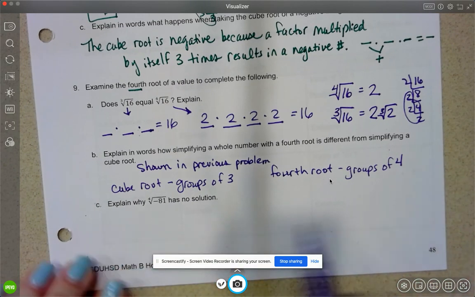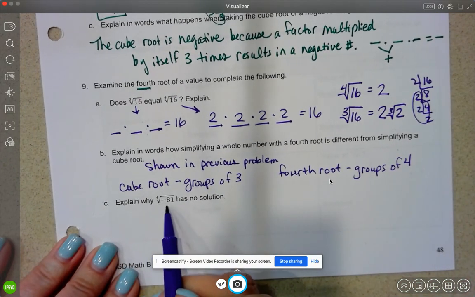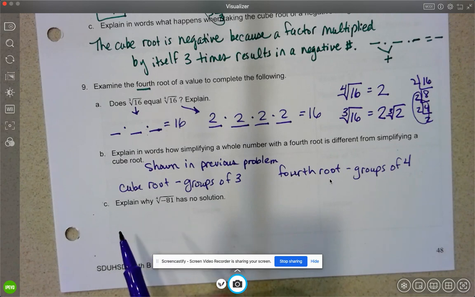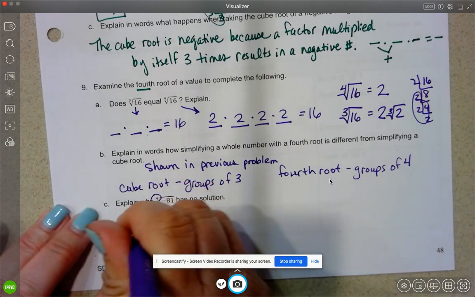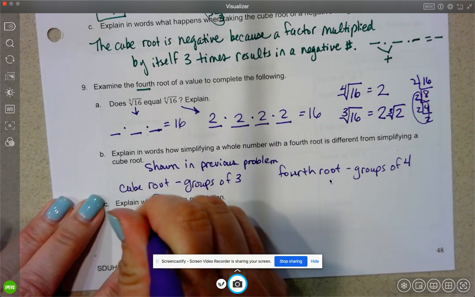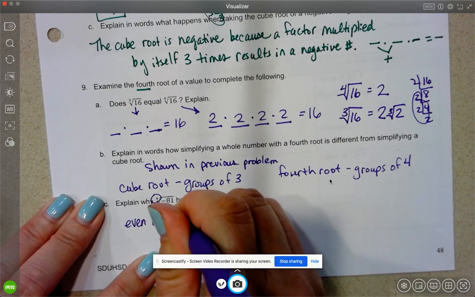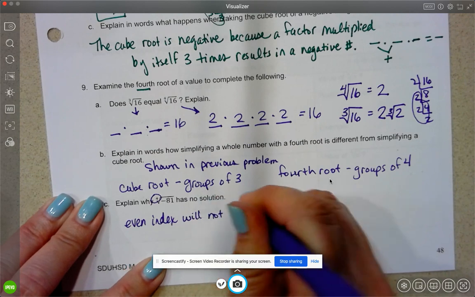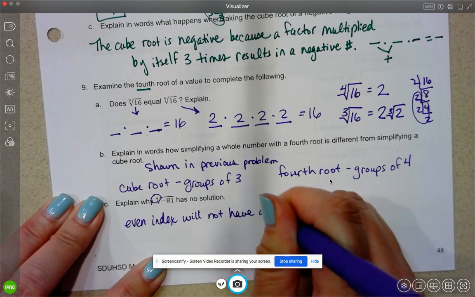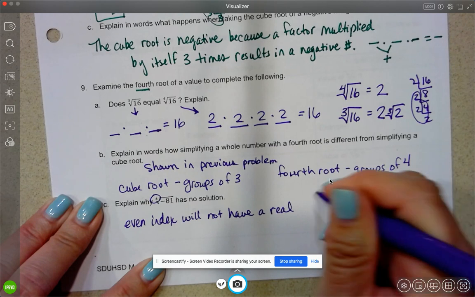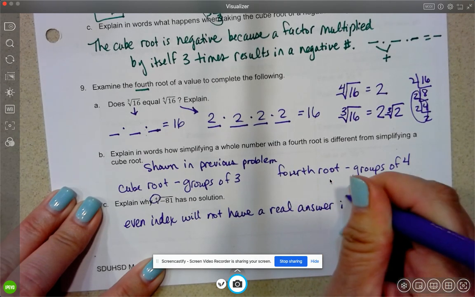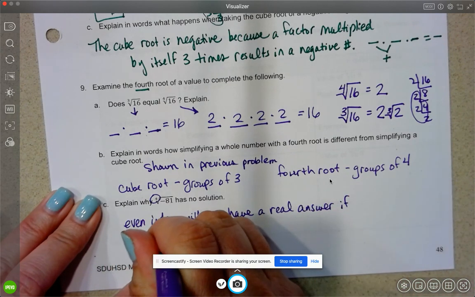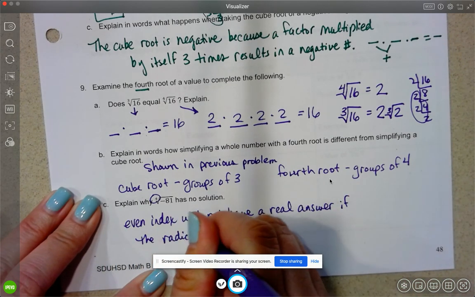So explain why the fourth root of negative 81 has no solution. Well, why does it have no solution? Because it's an even index. An even index will not have a real answer if the radicand, the number underneath the radical, is negative.